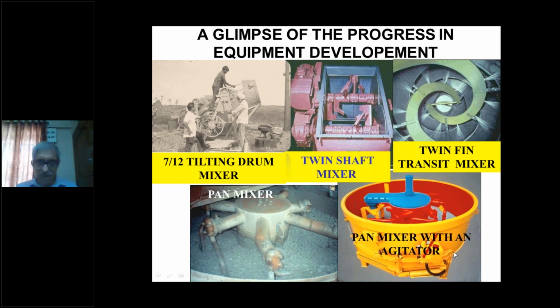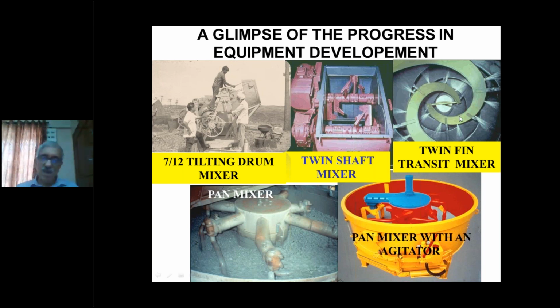The pan mixer with an agitator is another version which has not yet come into India. This is used for very difficult mixes. Difficult, I mean, is when the aggregate size is very large, or the workability is very low, or the workability is very high, or self-compacting concrete. These are ideal for all these difficult mixing conditions.